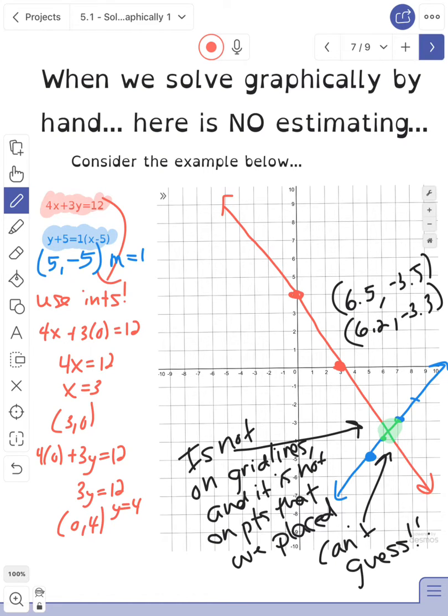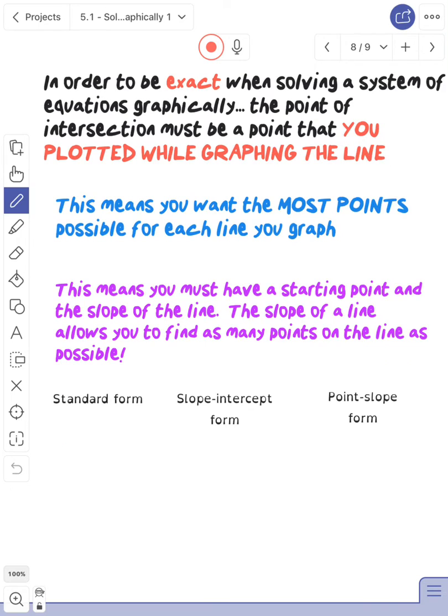So what that means to us is when we're doing this by hand, in order to be sure that our solution is the exact solution, the point that we're going to circle as our answer needs to be a point that we actually plotted when we graphed the line by hand. So this means that when we make a graph, we need to plot as many points as possible. We need to fill up the graph with as many dots as we can so we can guarantee that we find the right one.